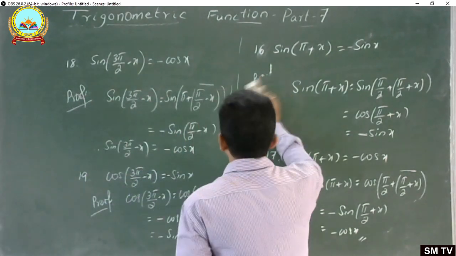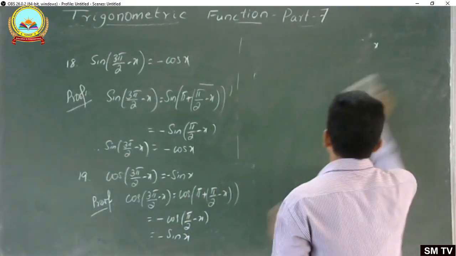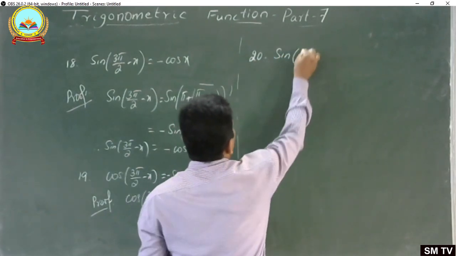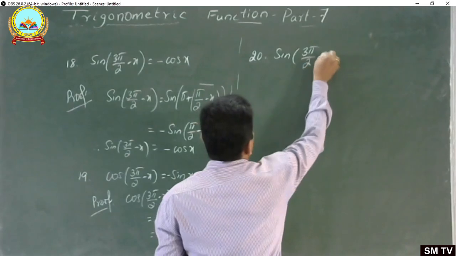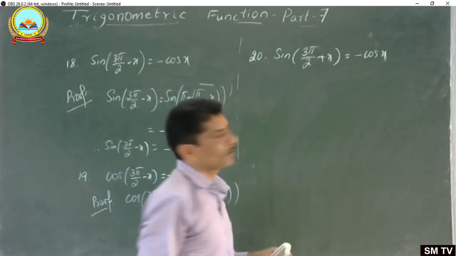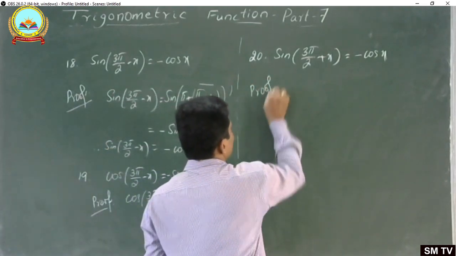The next, 20th result. The same method. What is the 20th result? The sine of 3 pi by 2 plus x. Its value is also minus cos x. Sine of 3 pi by 2 plus x. The proof is the same method.